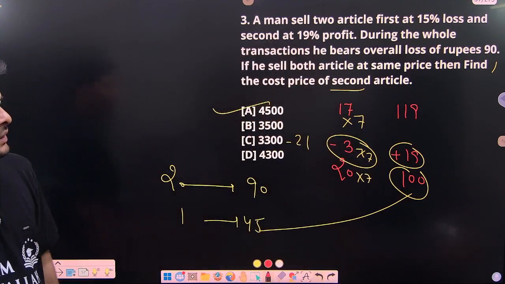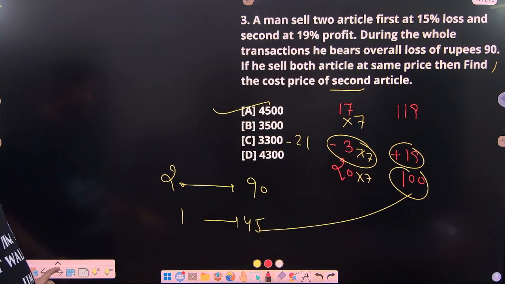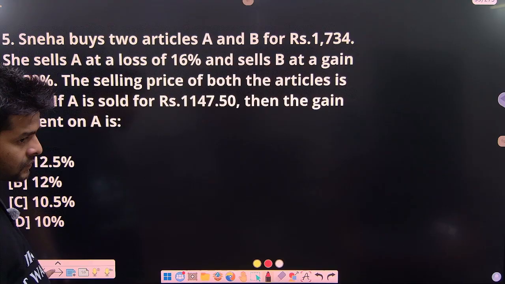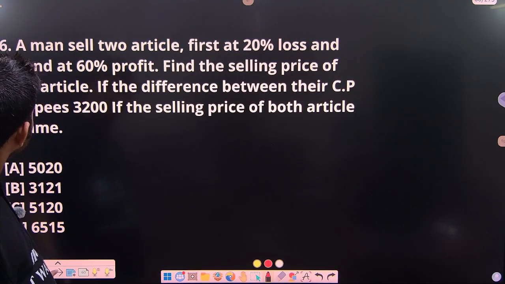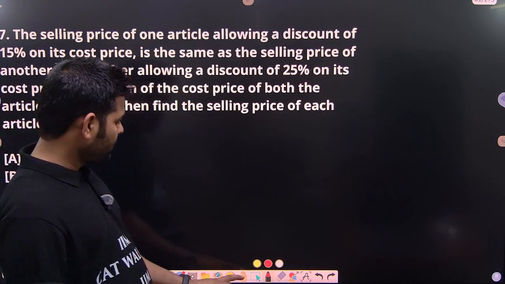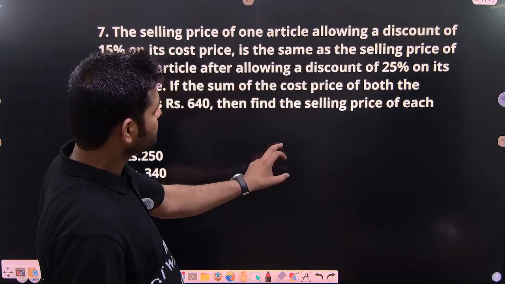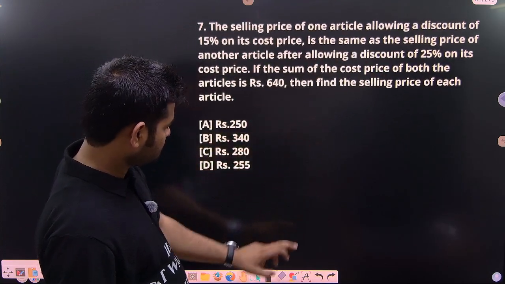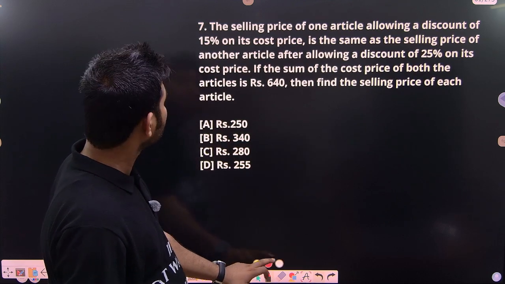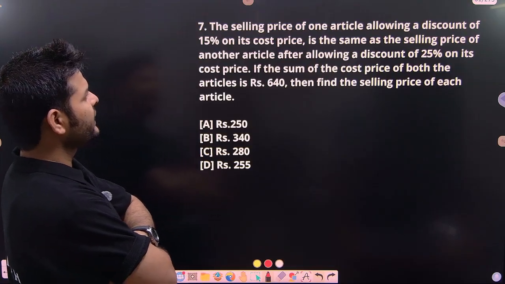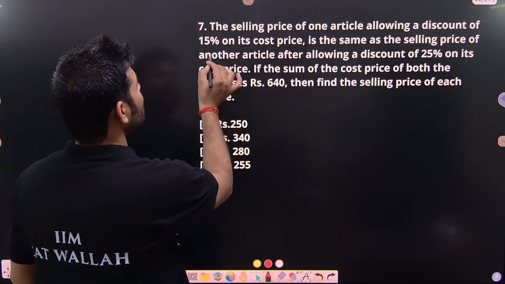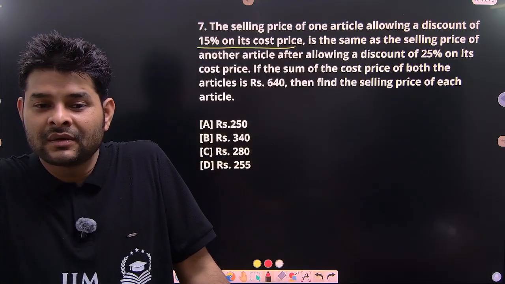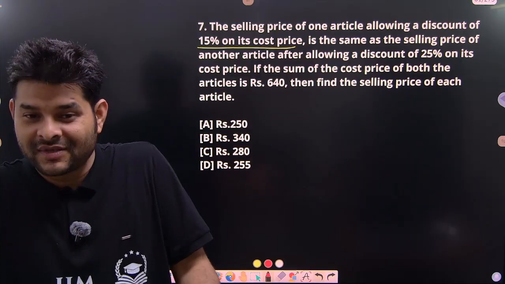Question number 7 of the same type. Question number 7 is: the selling price of one article after a discount on the cost price. Discount on the cost price is loss.